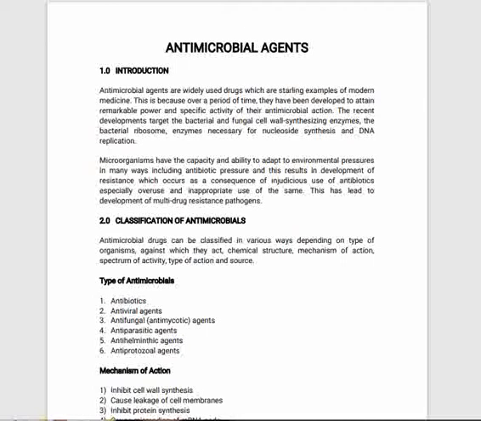So the recent developments targeted bacterial and fungal cell-synthesizing enzymes, the bacterial ribosome, and enzymes necessary for nucleoside synthesis and DNA replication. In a way, the drugs have to have some mechanism for them to act or provide the action that is needed. Entirely, you have to know which drug and which organism, and on this organism, how this drug is affecting it so that it can be eradicated or killed.